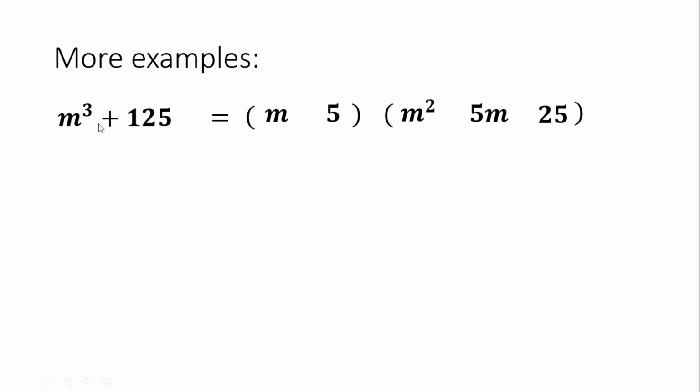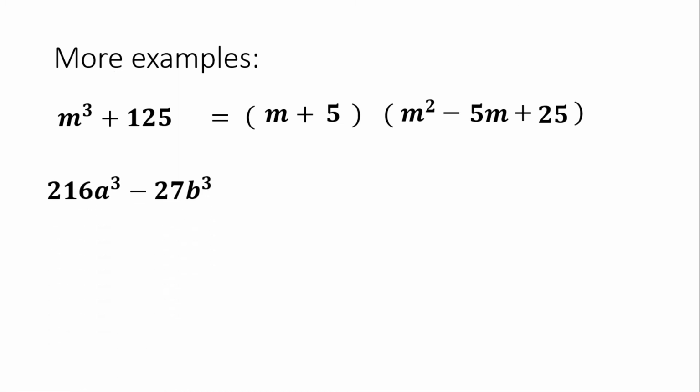So dahil ito ay sum of two cubes, the first sign here is the same, which is plus. O for opposite sign, meron tayo ditong minus. And last part will be always positive. The factors of m cubed plus 125 is equal to m plus 5 times m squared minus 5m plus 25.